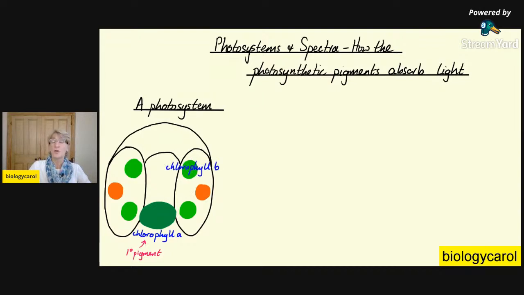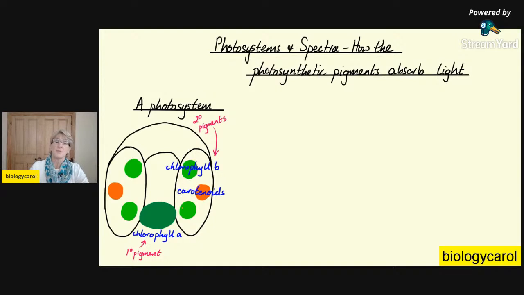Then we have what are called the secondary pigments or accessory pigments in the sides of the photosystem. These green ones are chlorophyll B, so a slightly different type of chlorophyll, and these I'm labeling as carotenoids. You could also include other secondary photosynthetic pigments, and they include xanthophyll and beta-carotene. I've included these because these as examples would be enough to get you the marks. Okay, so these are secondary pigments or accessory pigments.